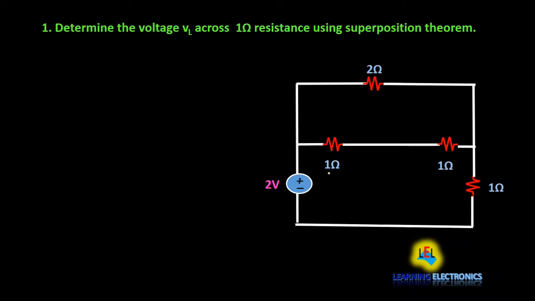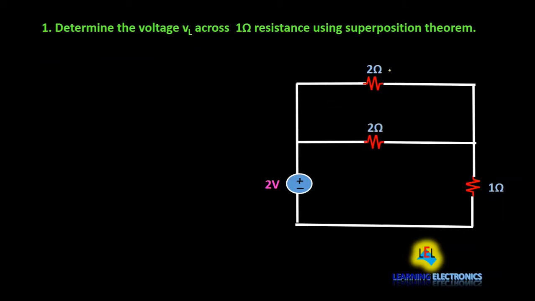Now we can see that this 1 ohm resistance and this 1 ohm resistance are in series with each other. So we can add them to get the equivalent resistance of 2 ohm. Okay. So when 2 volt source is acting, let the voltage across 1 ohm resistance is V1. Now when we add this 1 ohm and 1 ohm resistance, the circuit will look like this.